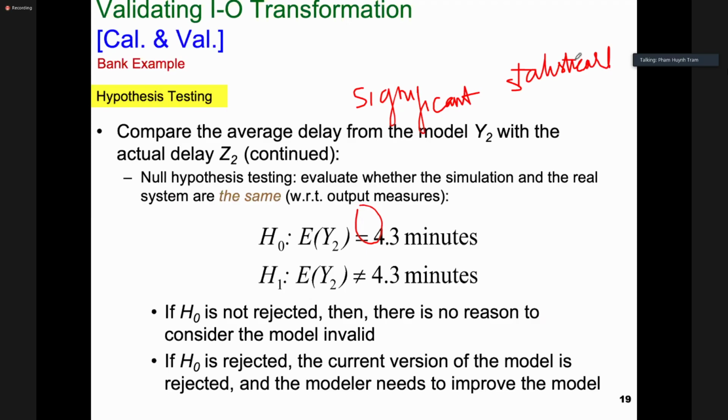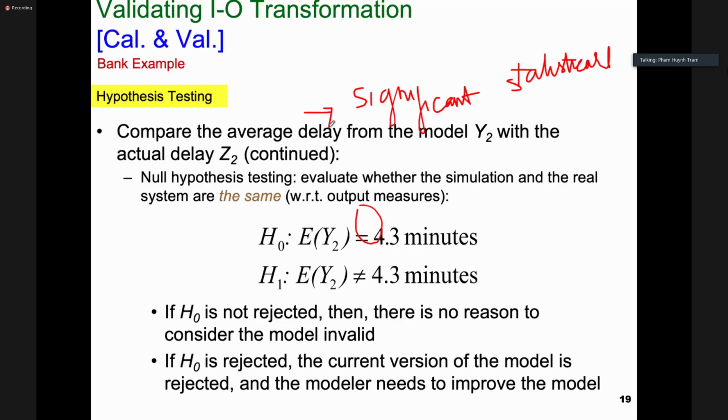So the statistical here refers to the random nature of the event. We expect that it will vary. It is a random value. We will get a value that varies. But the question is whether the difference is significant. So the hypothesis testing is trying to answer this question: is it statistically different or not? Firstly, we will try to answer this one.